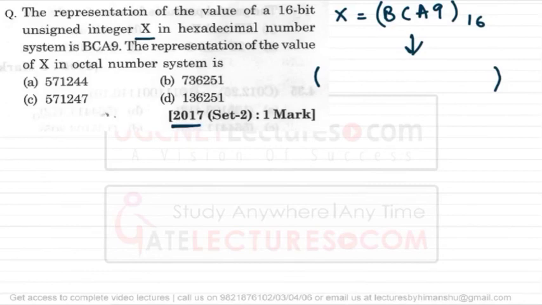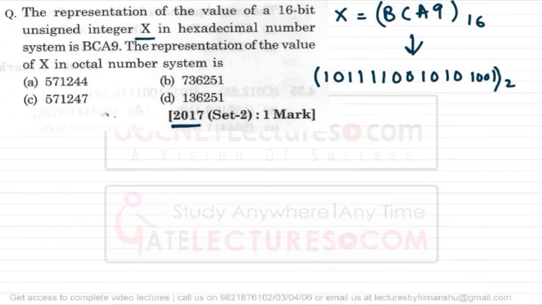Okay, so B means 11. 11 has the binary representation as 1011. C is 12. 12 can be represented as 1100, 10 can be represented as 1010, and finally 9 you can write as 1001. So this is going to be the binary representation of the given hexadecimal number.